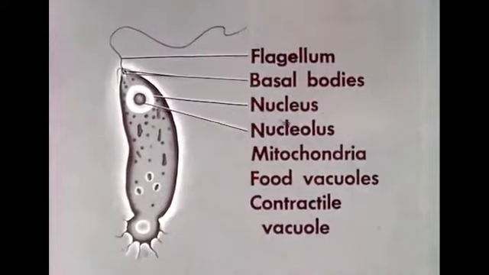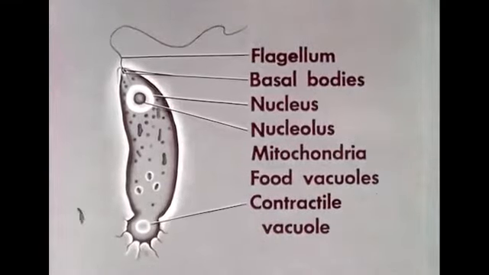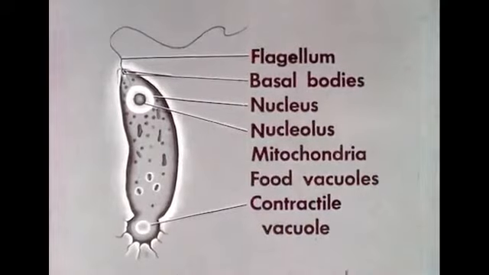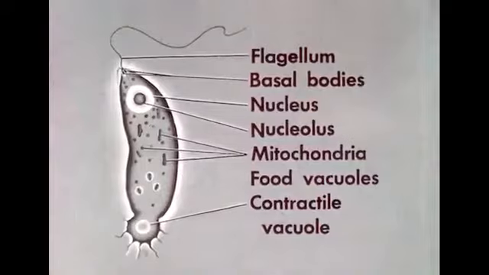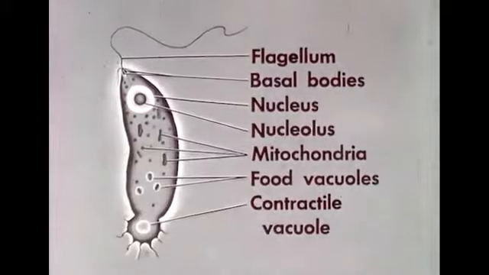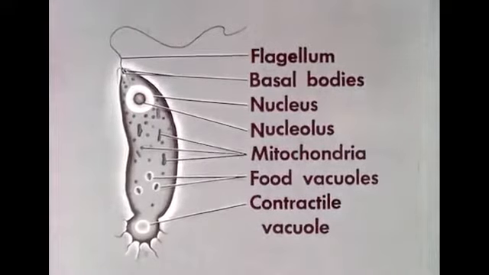At the base of the flagellum, inside the cell, are two small granules, the basal bodies. At the posterior end is another clear area, often in a loop-like appendage. This is the contractile vacuole. Scattered throughout the cytoplasm are small dark granules and irregular rods. These are thought to be mitochondria. Sometimes bacteria and other particles are visible in the clear food vacuoles.